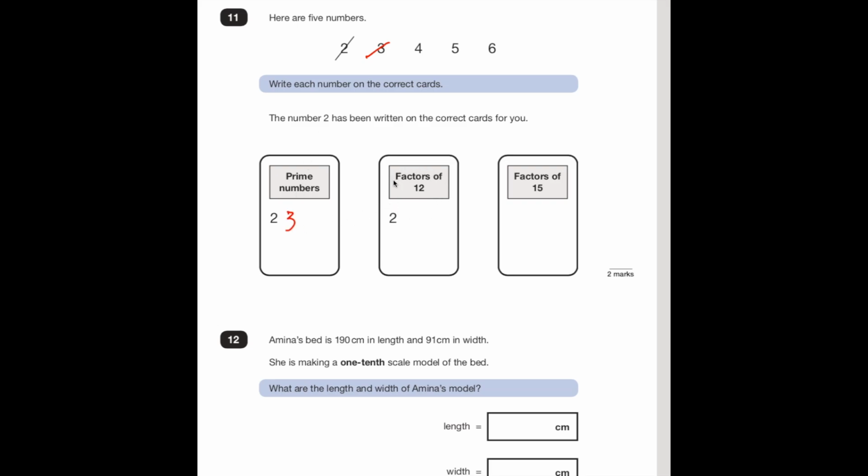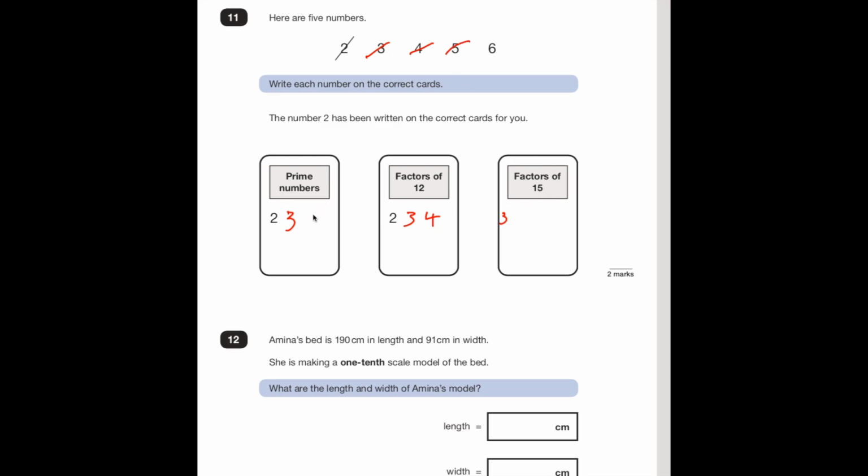It is a factor of 12 because if we're counting up in threes, your 3 times table includes 12, so it's in that one as well. And it's also a factor of 15 because if you count up in threes, 15 is in the 3 times table, so therefore it's a factor of 15 as well. Number 4 then, number 4 is not a prime number because it's in the 2 times table. It is a factor of 12, 12 is in the 4 times table, it's not a factor of 15.